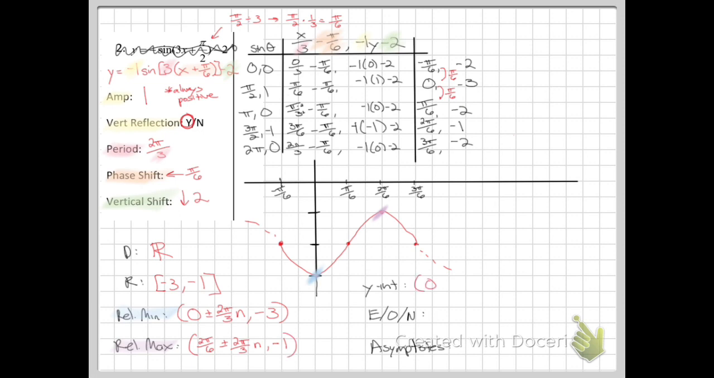Y-intercept showed up in my table, 0, -3. That has a minimum on the y-axis, so hopefully you can see by me connecting with the dotted lines, if you folded it on the y-axis, they would land on each other. This point that I'm making extra big would land on this point, etc. So this is even, and asymptotes do not exist for sine graphs. Okay, pause the video here if you're still catching up, and then let's try cosine.